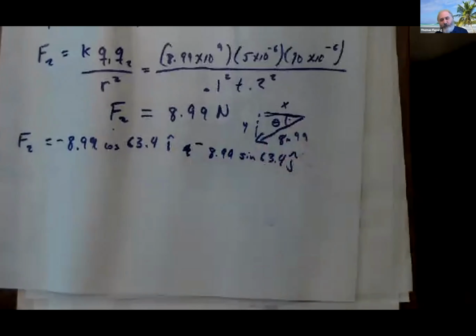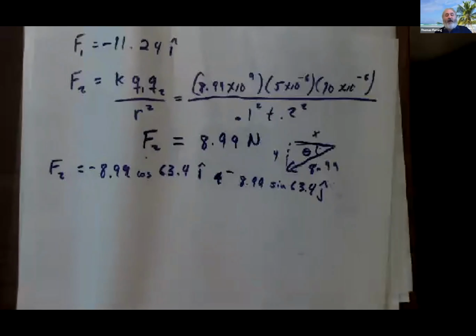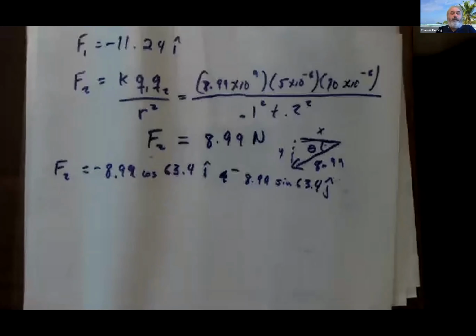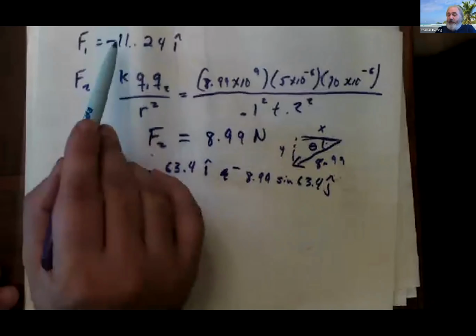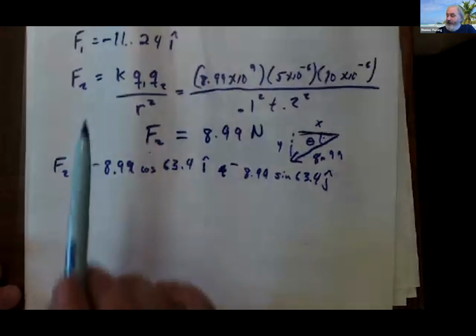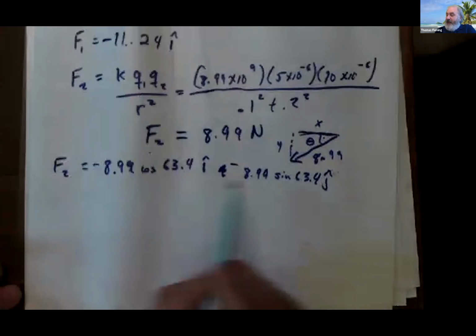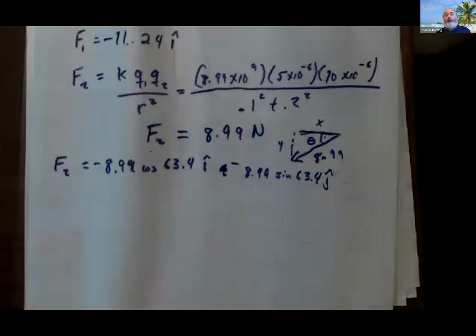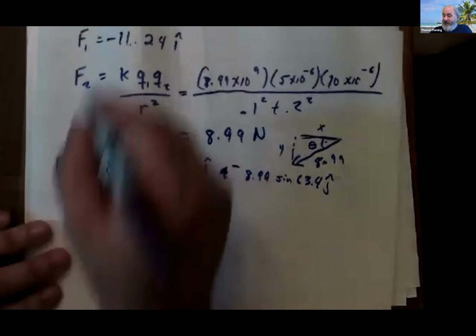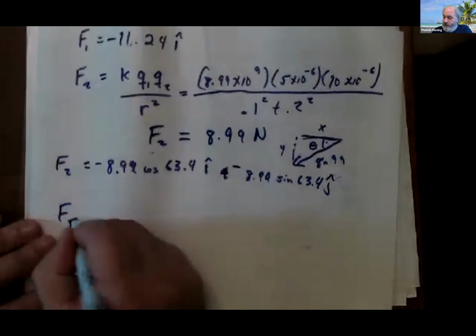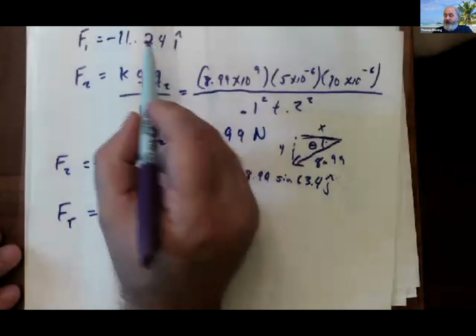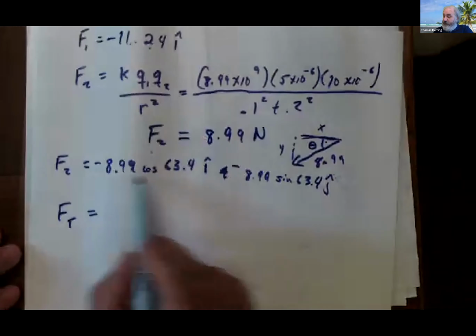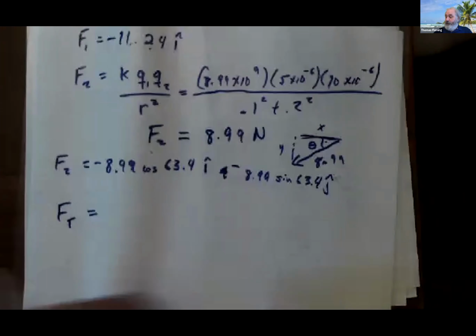Whew. So now what's happened is I've taken my two vectors. I've broken F1 into its vector components. It's got a negative I-hat and a 0 J-hat. This one has I-hat and J-hat components. Now what I can do is find F total and just add them all up. So when I add this to this, well, to get the I hat part, I'm going to take negative 11.24 plus this number here. That's going to be the I hat part of my answer.